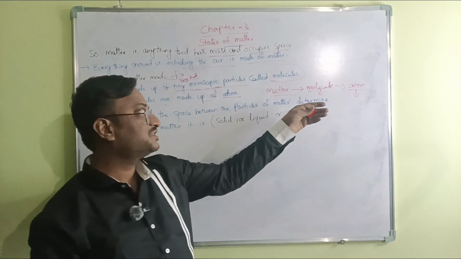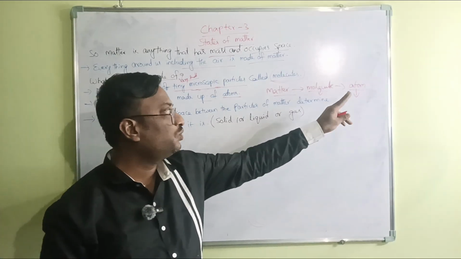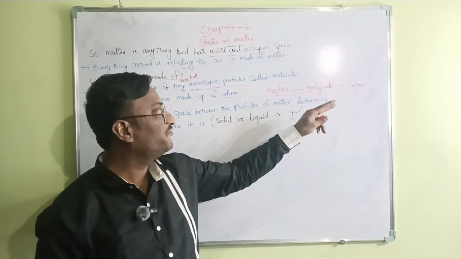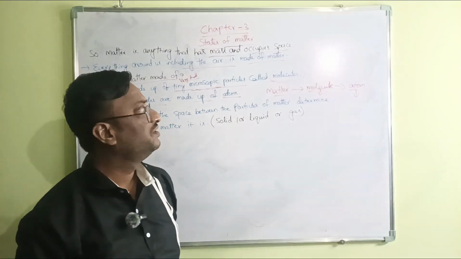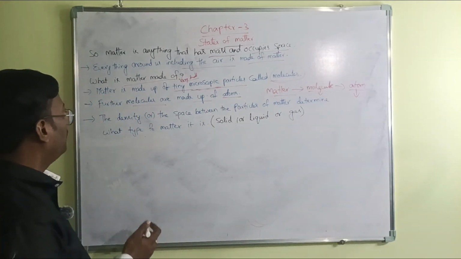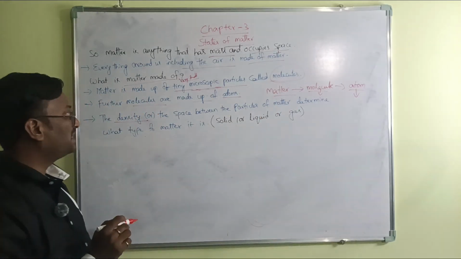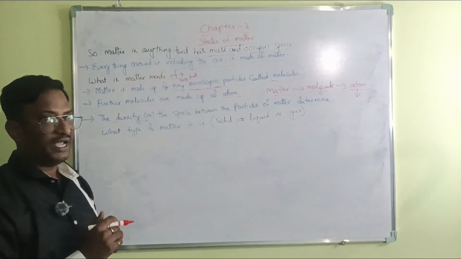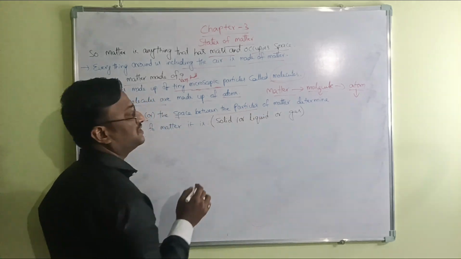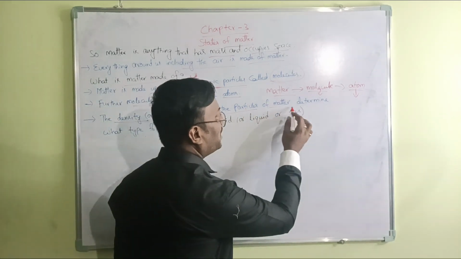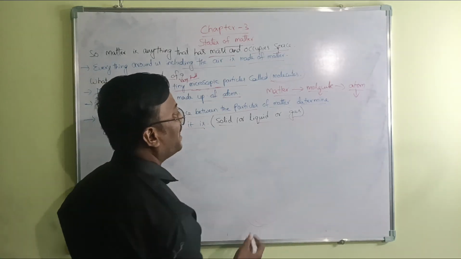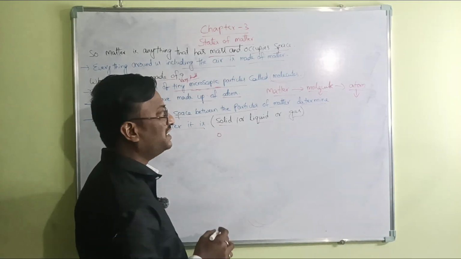Then in further classes you will learn in chemistry what atoms are, how atoms are made, and how molecules are going to be formed. Everything we will learn in future. Molecules together form matter. Density is a new term, we will also cover this in further classes. The density or the space between the particles of matter determines what type of matter it is, solid, liquid or gas. Molecules will generally be spherical in shape.